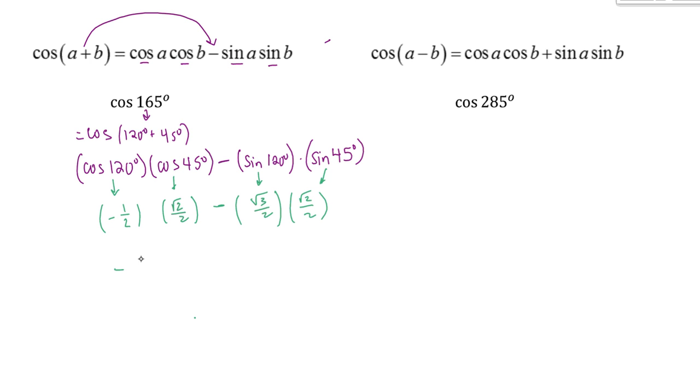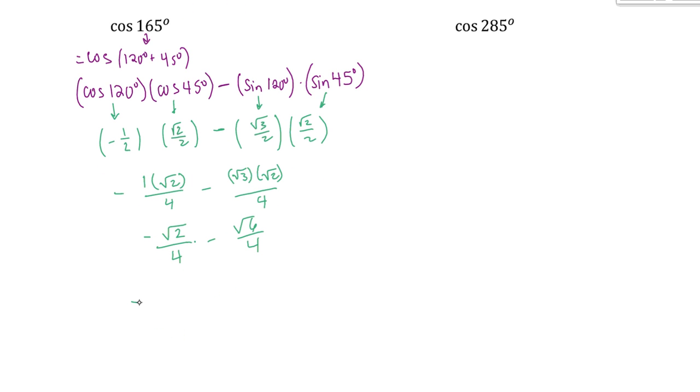Okay, same simplifying. We've got on top 1 times square root of 2 over 4 minus square root of 3 times square root of 2 over 4. It's negative square root of 2 minus square root of 6 over 4, equals negative square root of 2 minus square root of 6 all over 4. As you notice, these are all coming out with square root of 2s and square root of 6s. It doesn't happen all the time, but when you pick values like this to add or subtract to something, it is going to happen.